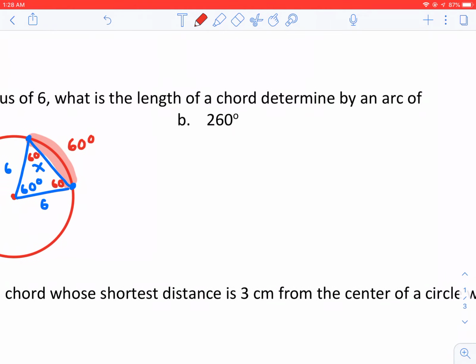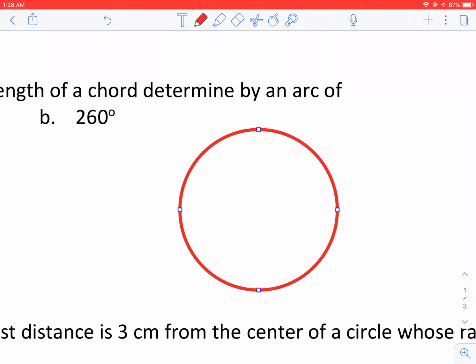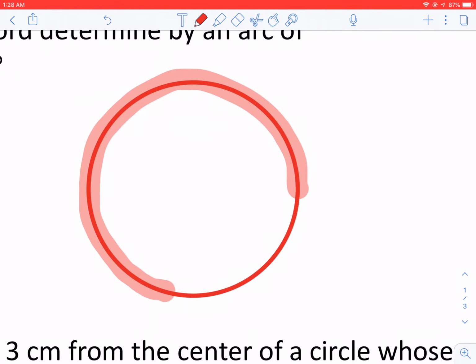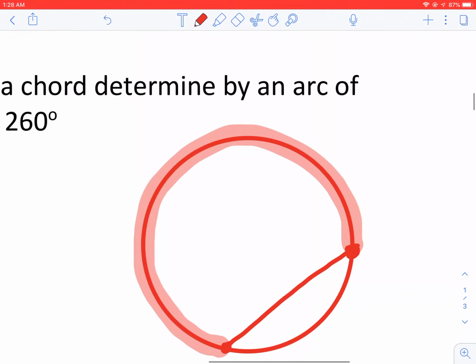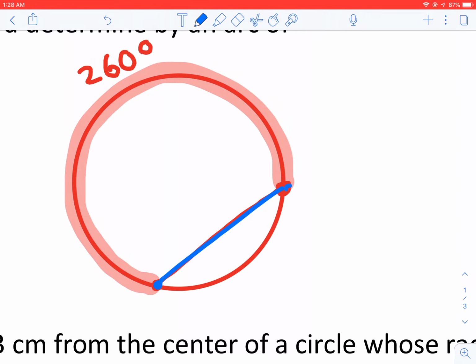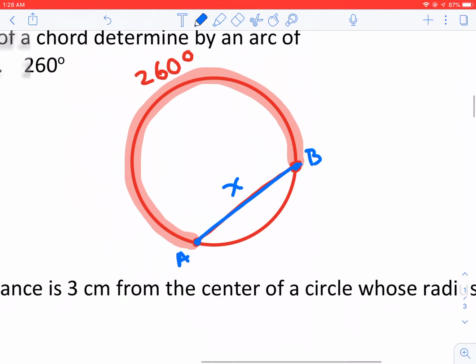Alright, for the next one, I think I meant to type in 270 for this one, but doesn't really matter. If I have 260 degrees, let's say from there to there, that's 180, and then I go 80 more degrees, so that's almost a full quarter of a circle, right? It's almost 270 degrees, but it was 260. So there is our arc, 260 degrees. I just drew in the chord. Let's call the chord AB. Let's say it has a length of x, right?